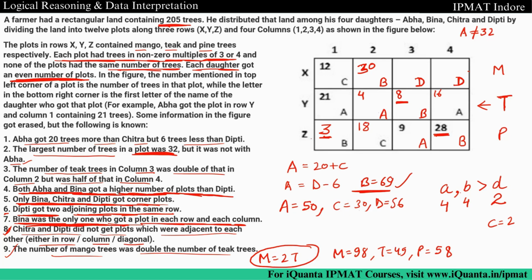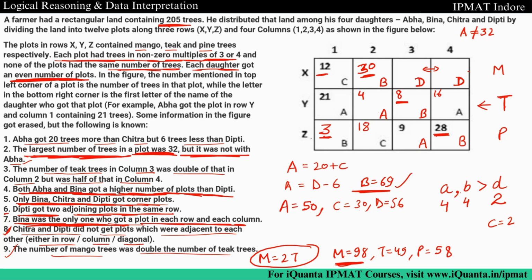Now at last we have only 2 boxes for D at the top right corner, where we do not have the number of trees mentioned. Okay. So in the top row, the total is mango trees, right? And the total is 98. So 12 and 30 in the top row gives us 42. Remaining should be 56. That means the sum of the trees in these 2 boxes should be equal to 56. Now there was one very important condition which was mentioned. That was in the second clue. The largest number of trees in a plot was 32, but it was not with Abha.